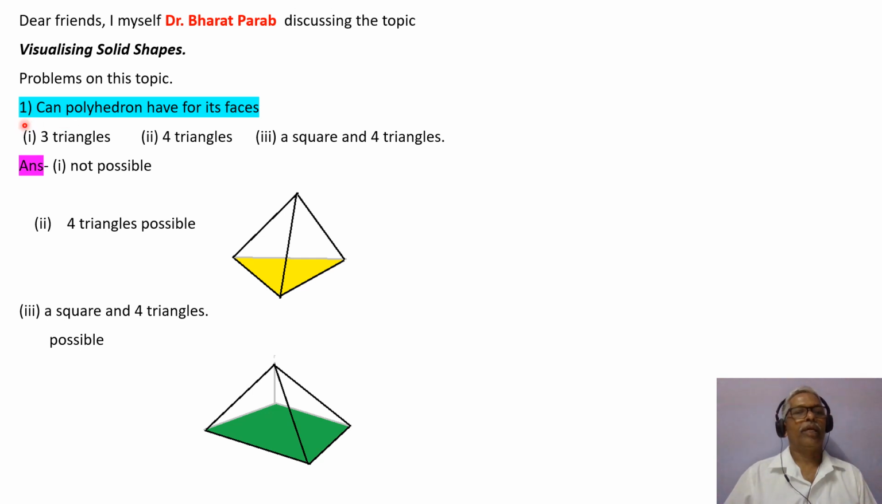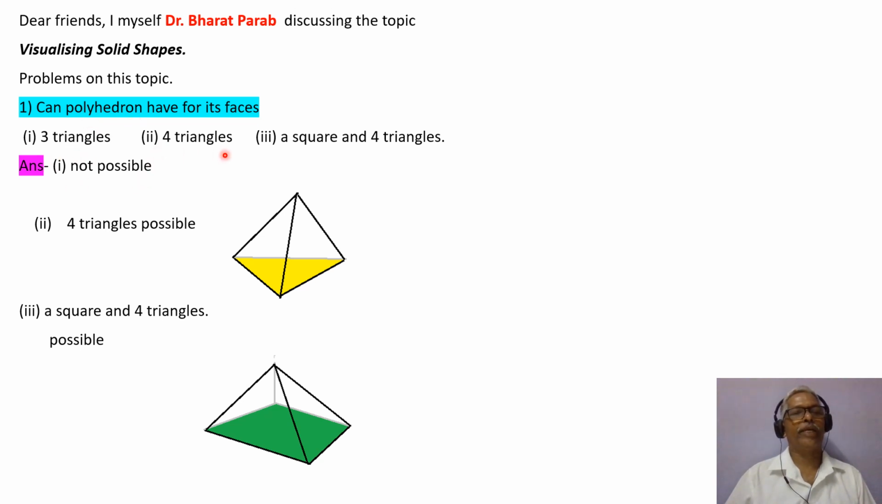First one, can a polyhedron have four faces? First one, three triangles. Second, four triangles. Third one, a square and four triangles. What does this mean? Means can a polyhedron have three triangles? Okay, we will tackle one by one. No. Answer is not possible. A polyhedron is not possible with three triangles.